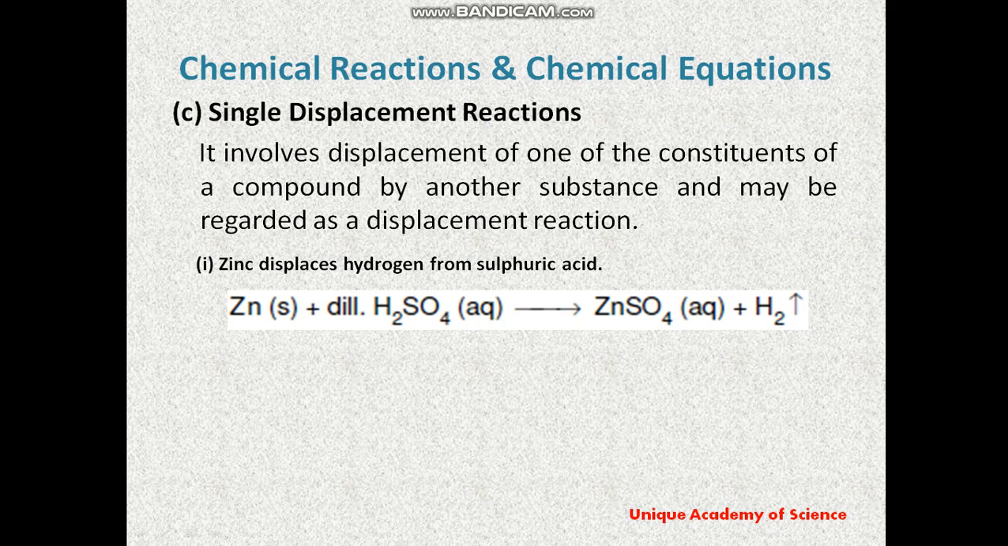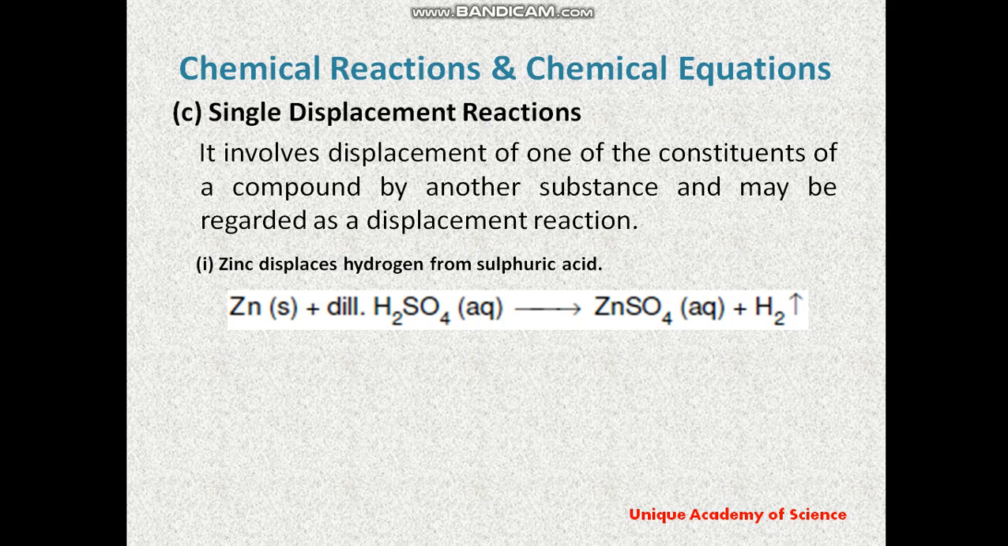So H2SO4 reacts with Zn. Zn's valency is plus 2, so Zn2+ reacts with SO4 and hydrogen gas is removed. Here you can see that SO4 is first bound with H2, but whenever the reaction with zinc occurs, zinc is highly reactive in comparison to hydrogen gas. So zinc displaces the hydrogen and attaches to the SO4. So here ZnSO4 is formed and the hydrogen gas is removed.